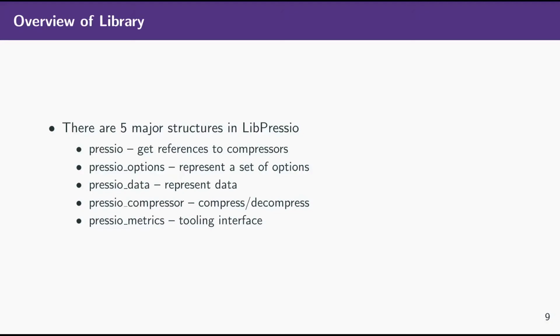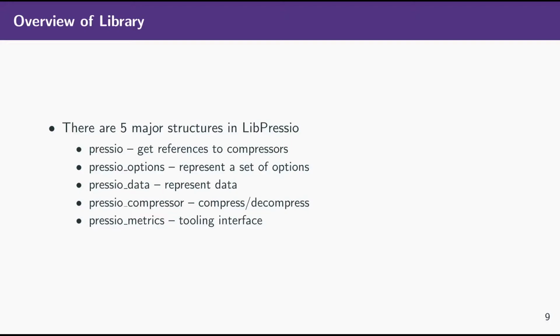Pressio options, which represents the configuration of, or the options of, one or more compressors. So basically, it's a set of ways to run a particular compressor or set of compressors. Pressio data is the way that LibPressio refers to the dense tensors that we talked about earlier, and there's a bunch of different ways that it can do that. Pressio compressor is an actual instance of a compressor like SZ or ZFP.